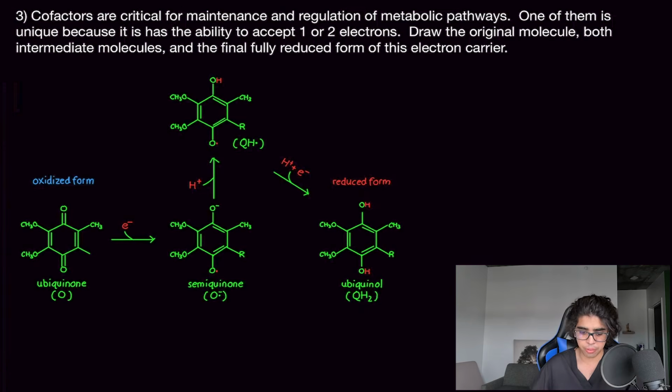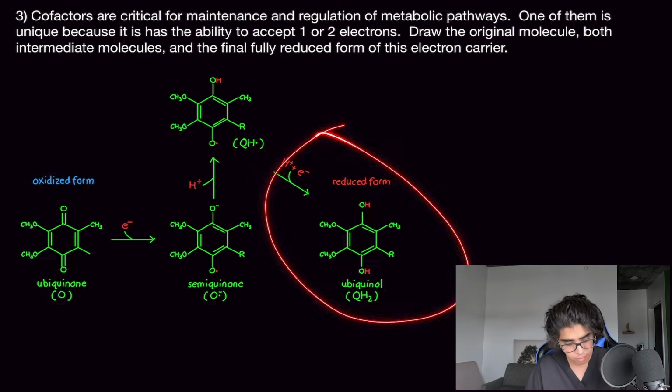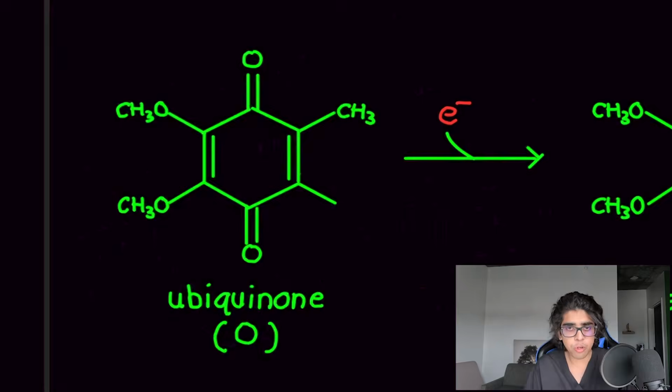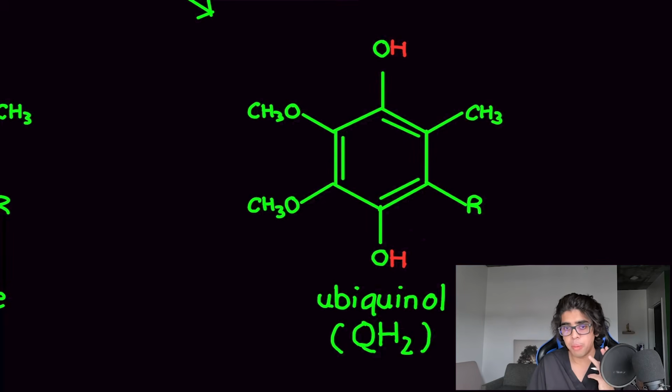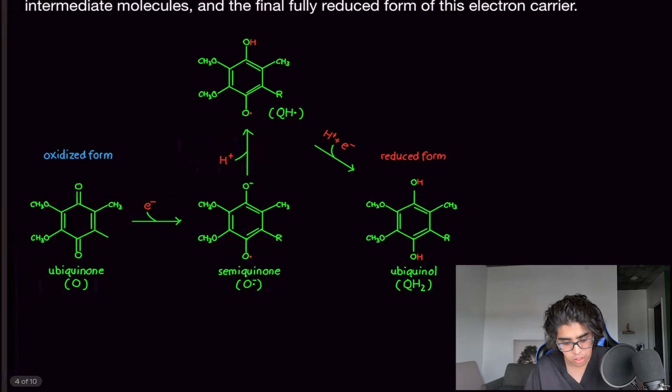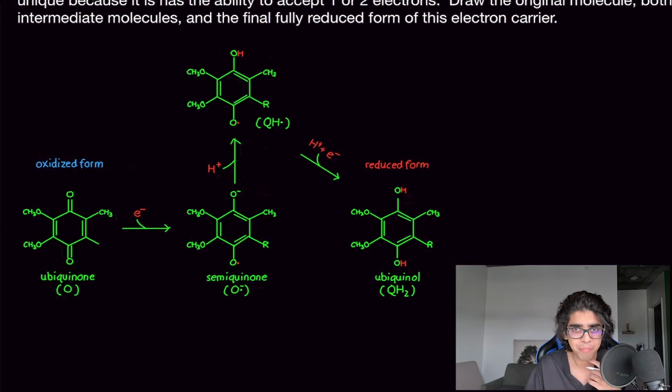Ubiquinone can turn into semiquinone, also known as QH2 with a radical. The fully reduced form is known as ubiquinol. The biggest thing you need to know is the difference between ubiquinone and ubiquinol. Ubiquinone has 2 double bonds in the ring. Ubiquinol, the fully reduced form, has 3 double bonds in the ring. 1, 2, and 3. This is a key difference. Number 1, you didn't memorize what this looks like, that's the big thing. But notice that we're just adding radicals and hydrogens to the oxygens. That's basically it.